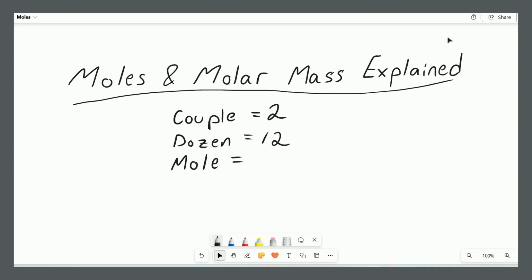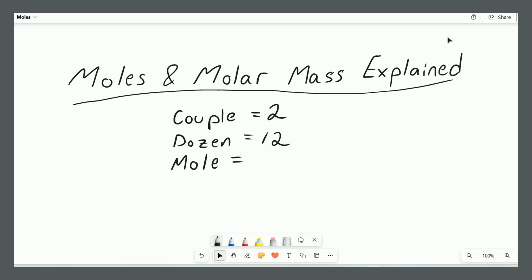How's it going, everyone? Here we will explain the concept of moles and molar mass. Here we're talking about moles in the context of physics and chemistry, not about the skin formation. So to put it simply, a mole is a word that refers to a specific amount of something.